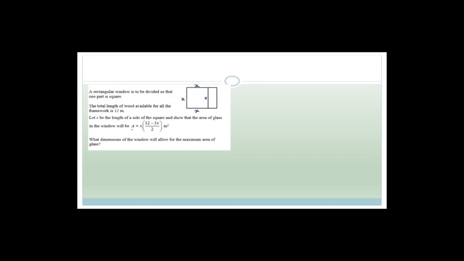Okay. It says a rectangular window is divided so that one part is a square. The total length of the wood available for the framework is 12 meters. So do you agree that this bit here is x as well? Because these are parallel. So therefore, this is x, this is x, this is x, this is x, this is x. We don't know how much that is, and we don't know how much that is, okay? Let's call them, just for the minute, y.